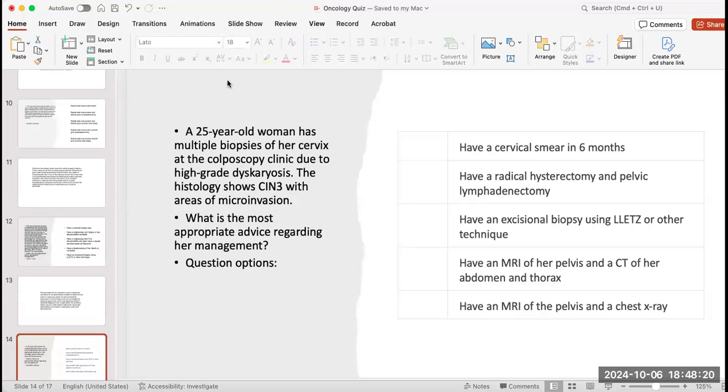So in the next question, we see a 25-year-old woman who had multiple biopsies of her cervix at the colposcopy clinic due to high-grade dyskaryosis. Her histology shows CIN3 with areas of microinvasion. What is the most appropriate advice regarding her management? So for CIN3 and areas of microinvasion, what will you do?